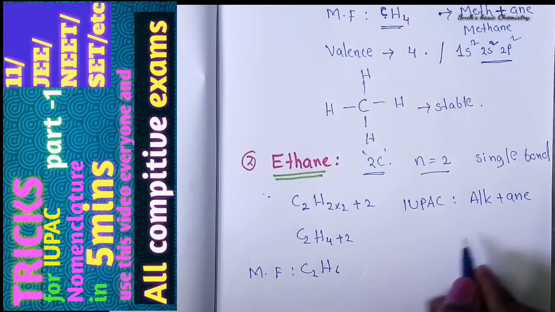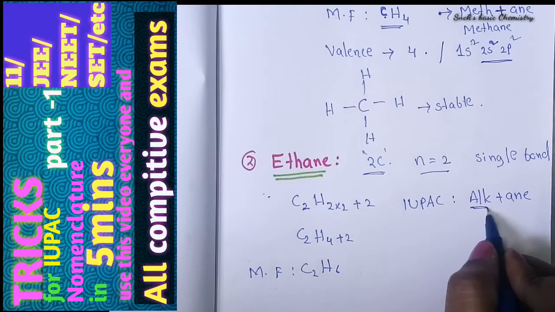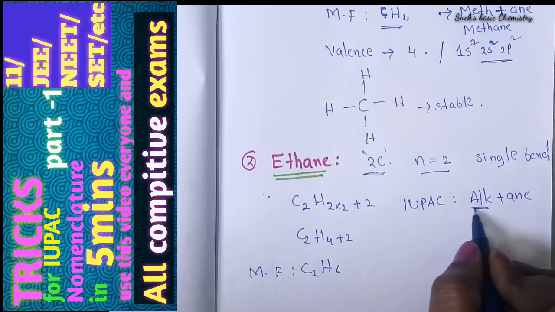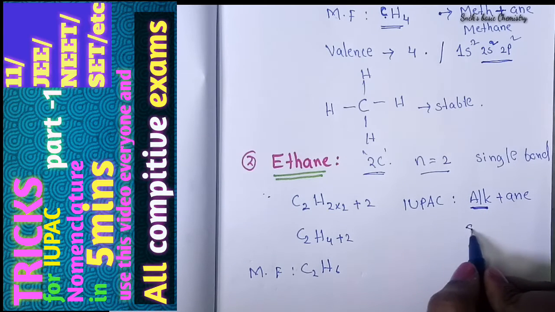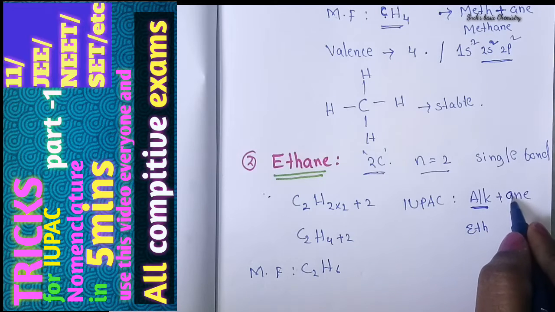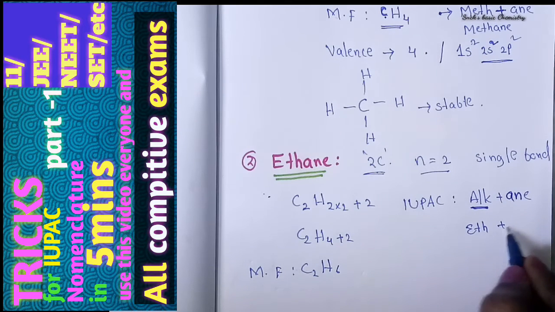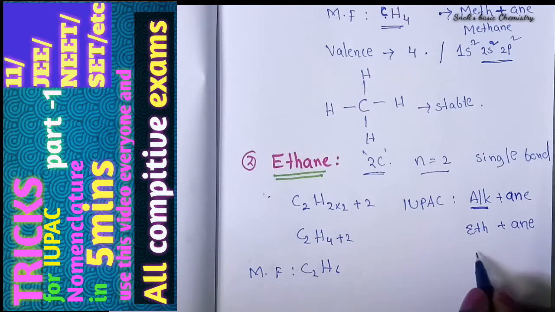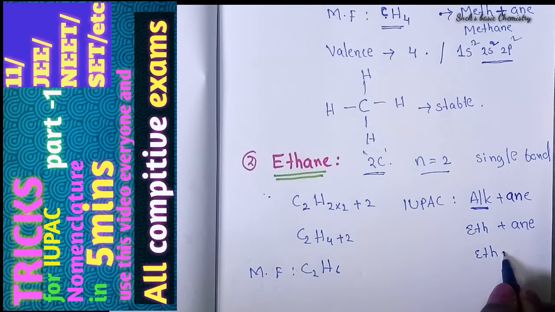How to identify this? Listen here. Alk means how many carbons? Two, so we use eth. Next, this is the alkane suffix, ane. Add this: eth plus ane, ethane. This is the IUPAC nomenclature.